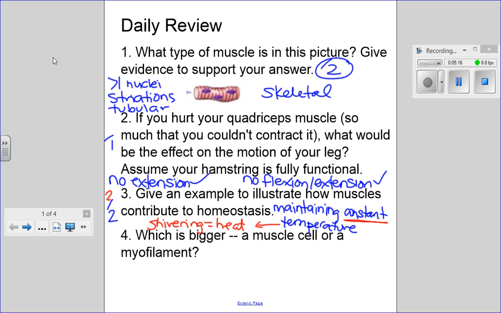What else is on the list? Muscles work with protection, so to help protect things from damage. That would be another example. Does anyone have an example that I didn't mention that you're unsure of?